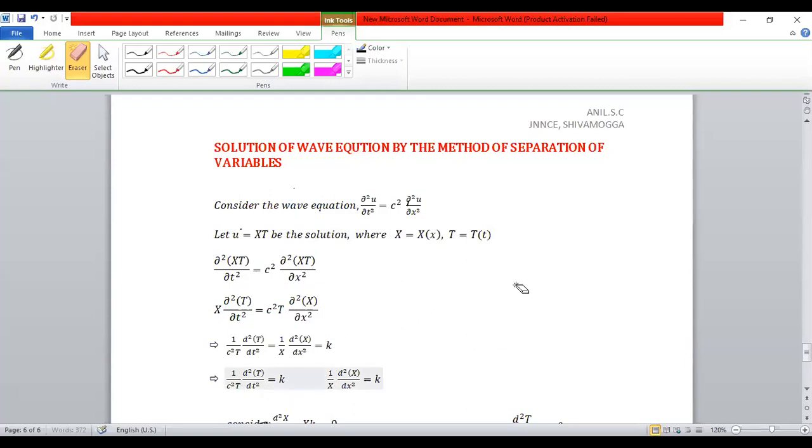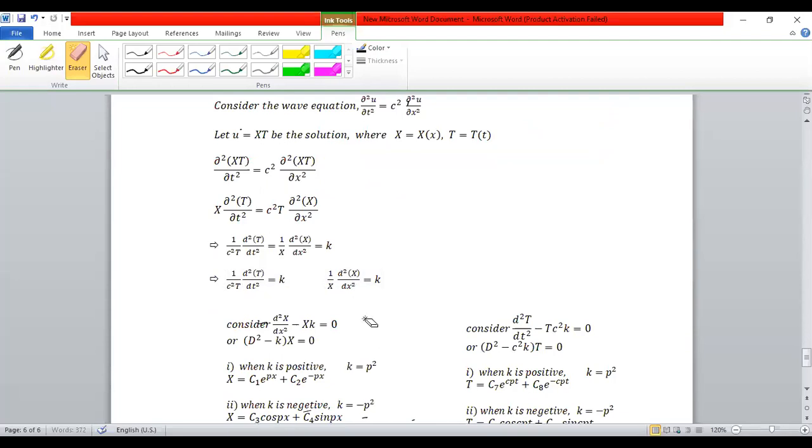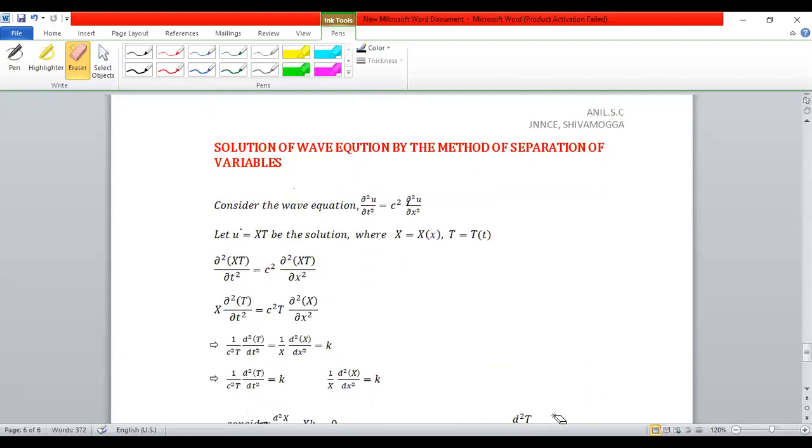Solution of wave equation by the method of separation of variables. Various possible solutions actually, by the method of separation of variables. Let's consider the wave equation: del square u by del t square is equal to c square into del square u by del x square. This is a wave equation. Let's make an assumption that u is equal to X T be the solution, where X is a function of x only and T is a function of t only.